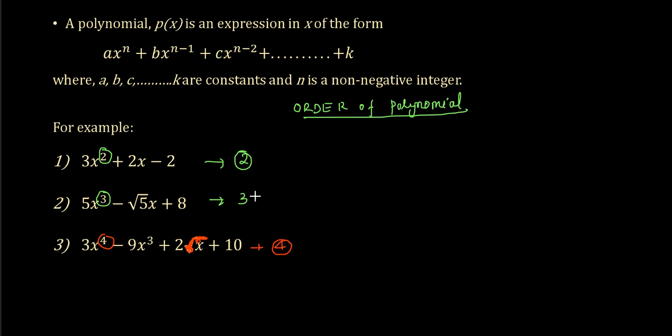It is very simple. You just have to look at the highest power of the variable in the expression. Now, depending upon the order of the polynomial, we define types of polynomials. If the order is 0, we say polynomial is constant. If the order is 1, that is linear. If the order is 2, it is quadratic. And if the order is 3, that is cubic, and so on.